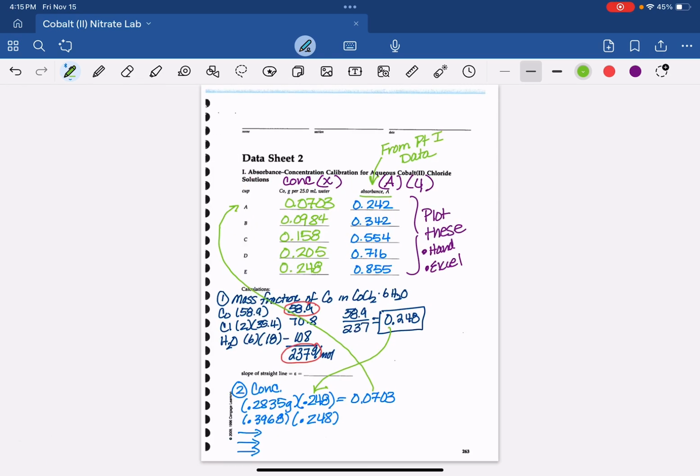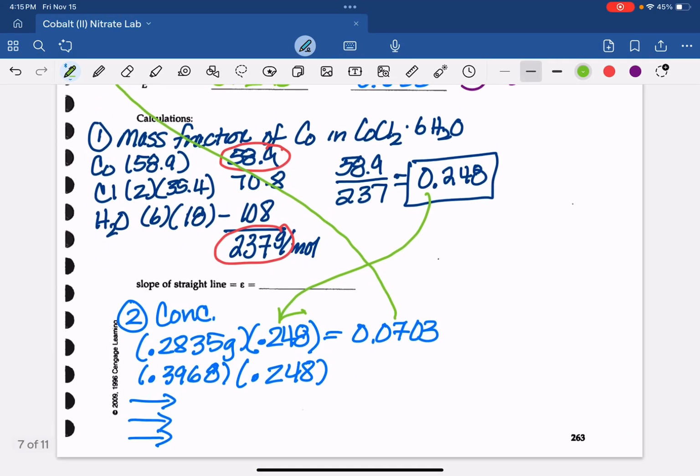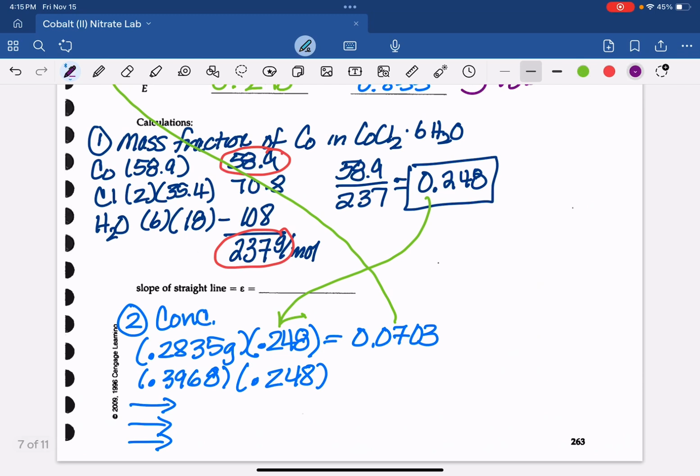Here we are back at our data table where we were before. At this point, 3.42, which is my slope, is equal to epsilon. I got that from 0.6 divided by 0.175. Notice I'm showing my work. 3.42 happens to be my slope, and that is equal to epsilon.